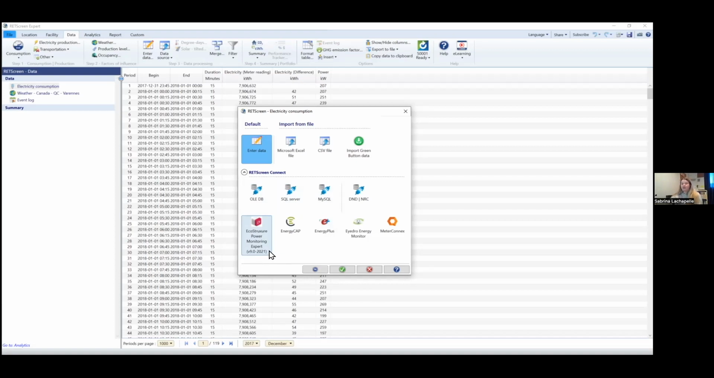So we can connect your data through EcoStruxure Power Monitoring Expert, which is a platform from Schneider Electric. We have here EnergyCap. We have EnergyPlus that is managed by the National Renewable Energy Laboratory. We have Hydro Energy Monitor from Hydro Green Solution Incorporated. And finally, we have Meter Connects from QuadLogic Meters Canada. All of these connections allow RETScreen to automatically import the data from those different systems.